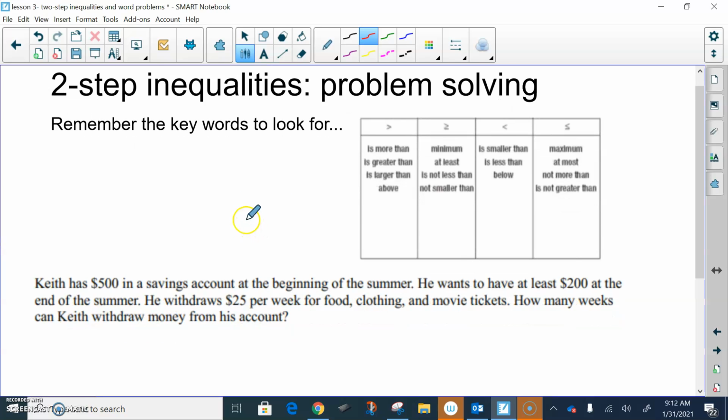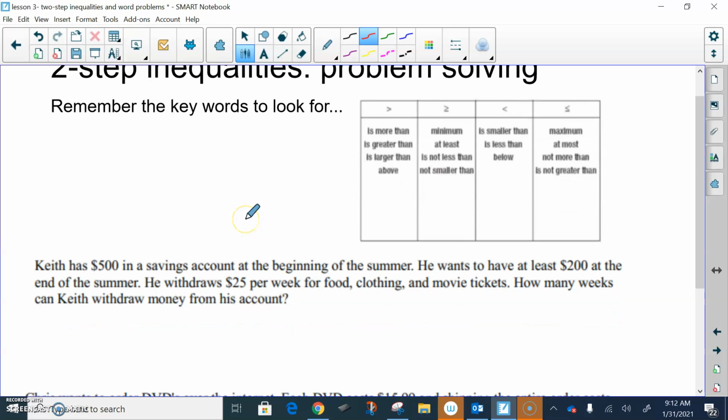Keith has $500 in a savings account at the beginning of summer. He wants to have at least, there it is, at least. So we know he wants greater than or equal to $200. So we're going to start with that. He wants greater than or equal to $200. At the end of summer, he withdraws $25 per week for food and clothing. So when we see per week, we know we're going to multiply.